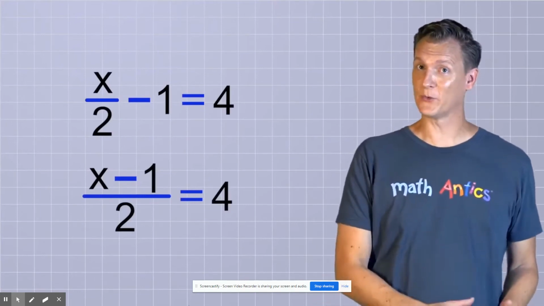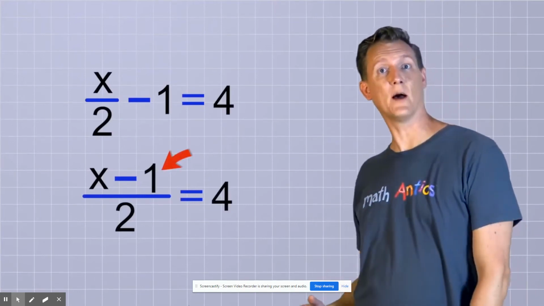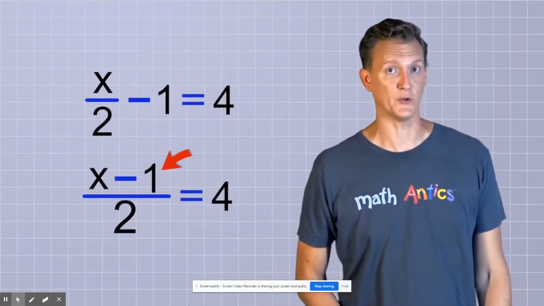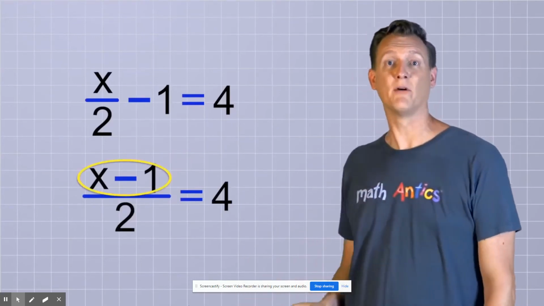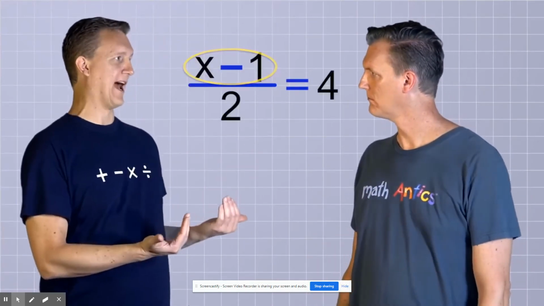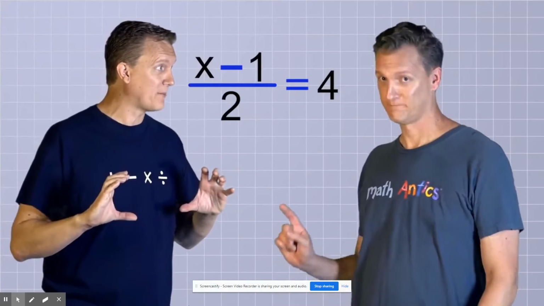This looks a lot like the original equation, but now that the 1 is up on top of the fraction line, it's only being subtracted from the x and not the 2. The x minus 1 on top forms a group. Hold on, how can x minus 1 be a group? I don't see any parentheses or brackets around them.